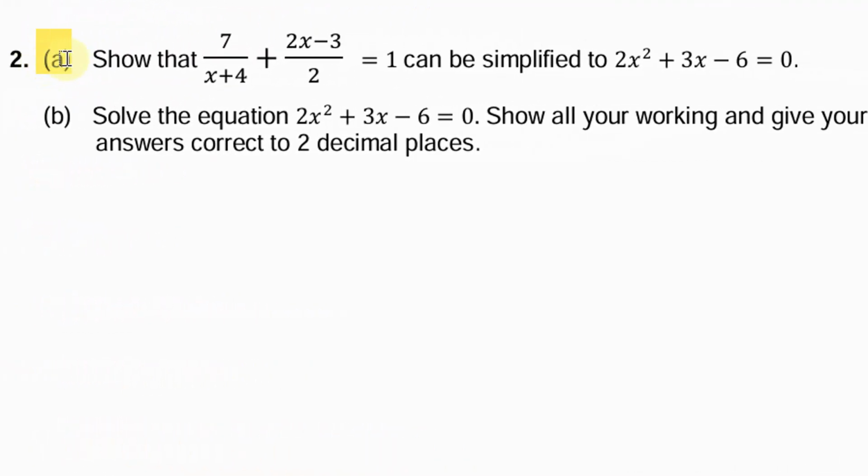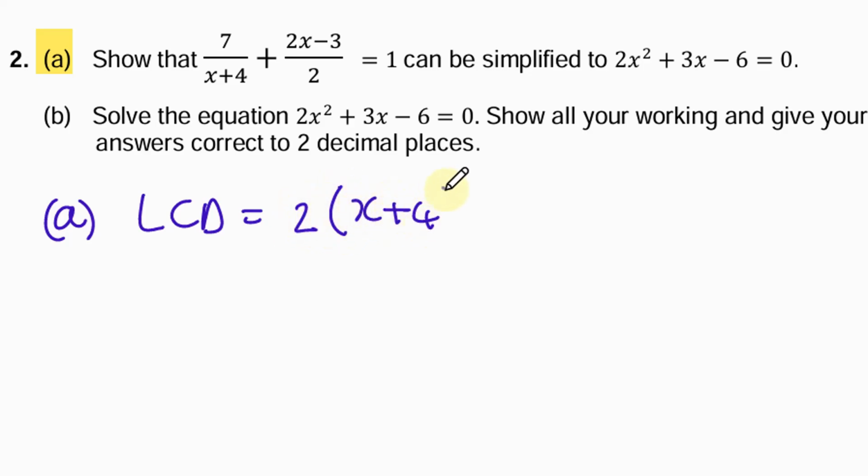In part A of question 2, we have to show that this equation that has algebraic fractions in it can be simplified to this quadratic equation. So we start by writing down the LCD. And remember that the LCD will always be the product of the denominators. So the LCD in this case is going to be 2 times x plus 4.